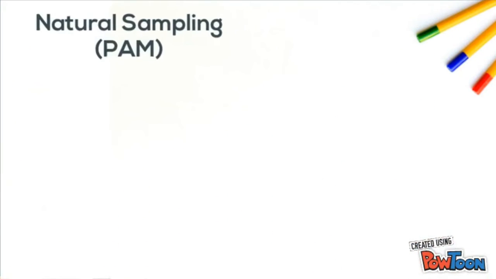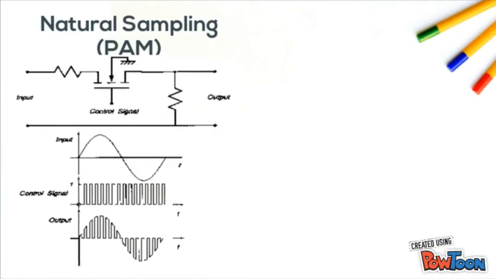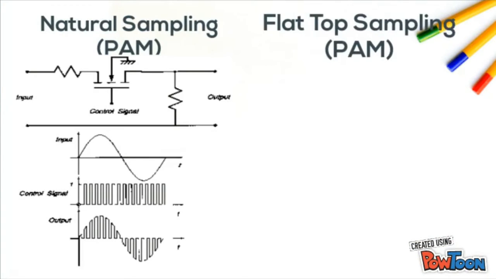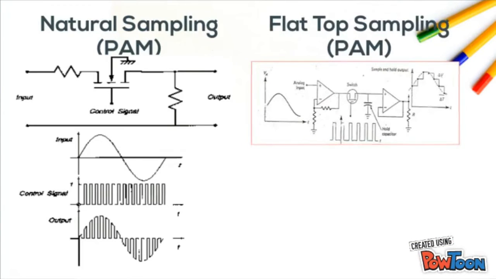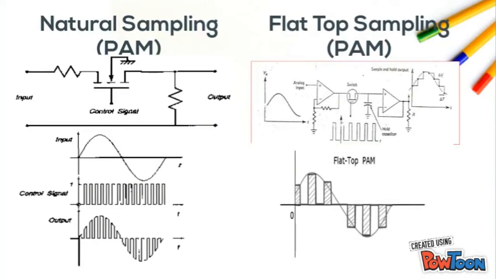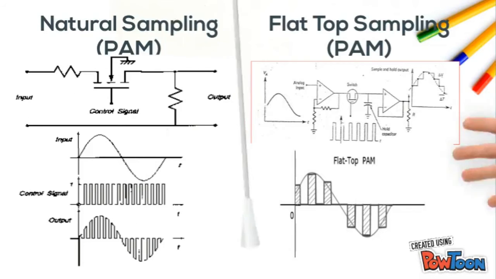In natural sampling, the PAM signal is generated by using a pulse string called the sampling signal to operate an electronic switch or chopper. This produces samples of the analog information signal. Another one is flat-top sampling. A sample and hold circuit is used in conjunction with the chopper to hold the amplitude of each pulse at a constant level during the sampling time.